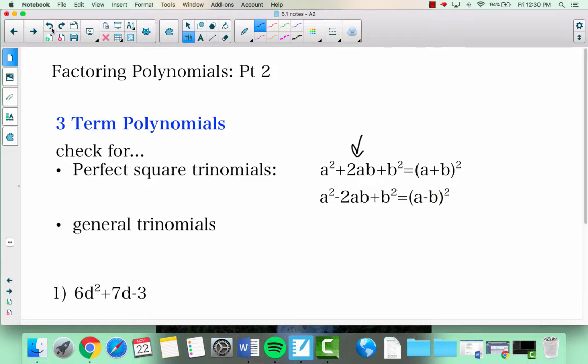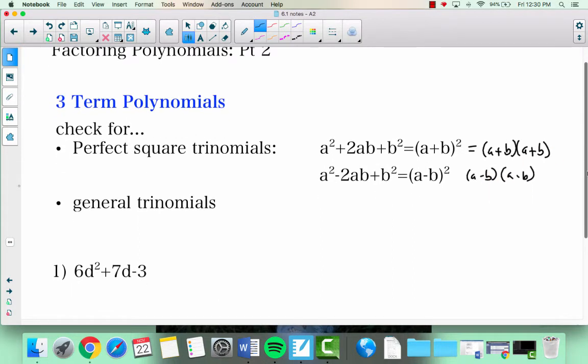The other thing to note is that when you write something as a quantity squared, that's the same as writing it twice. So (a plus b) times (a plus b). Same with this one, it'd be (a minus b) times (a minus b). So same quantities written twice. So let's go ahead and do our first example.